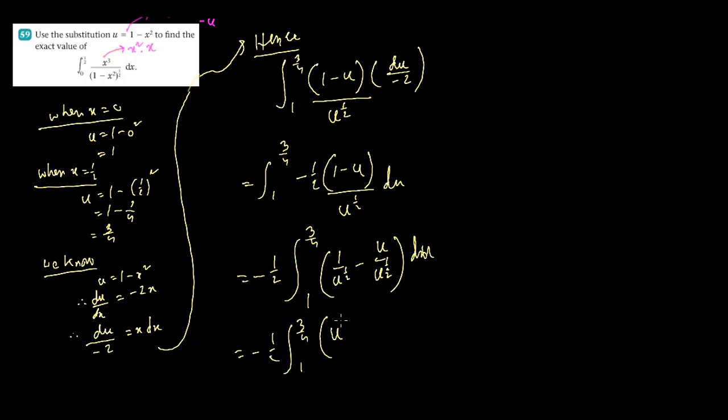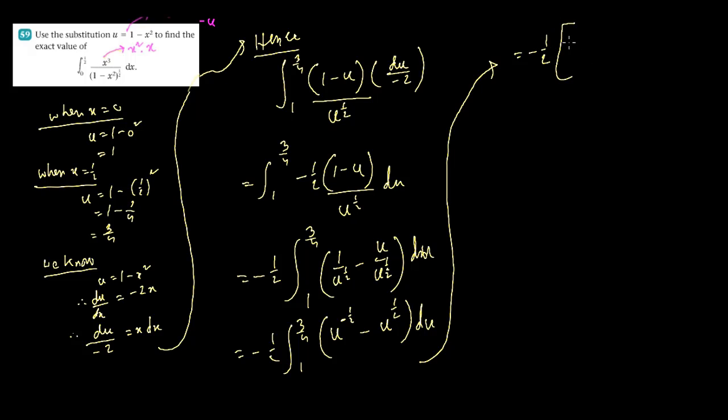So this will be u to the power minus half if you bring this upstairs, minus, now the power of u is 1 and the power of this is half, so division means subtract the power. So 1 minus half is going to be half, so u to the power half du. So that means this would be minus half.